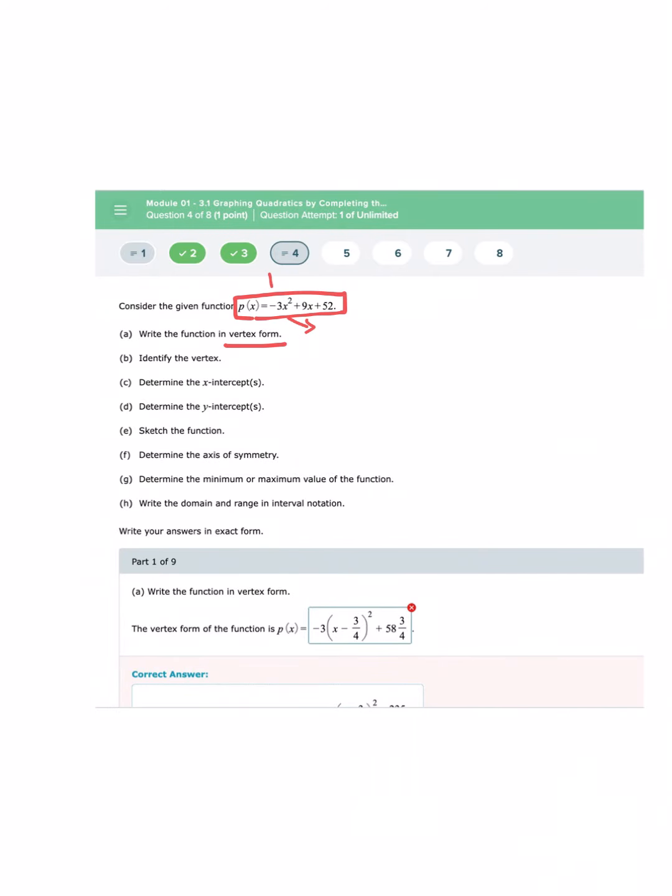So the first thing is that we want our lead coefficient, that -3, factored out of the first two terms. And then we're going to add something to complete the square. We'll have to also minus that something and then add that 52. So just kind of keeping that same format. Because we have the coefficient in the front, we're going to have to multiply whatever we subtract by that number before it comes out. So I'll just set that inside.